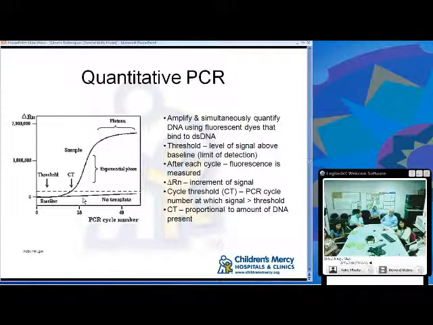present. So whereas the other one is an endpoint analysis, so you're looking after 40 cycles, you can actually look at how much DNA you have that's amplified as the PCR is running. So say if you have a CT value of 18, that tells you that that particular gene is present more predominantly, say, than in a gene that if you had a CT value of, say, 25.